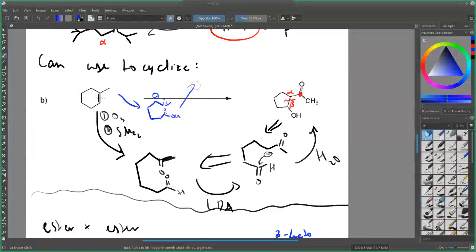Could you also have, for the product, the molecule that you drew right after the product, could you have also put the negative charge at the end on the methyl group?